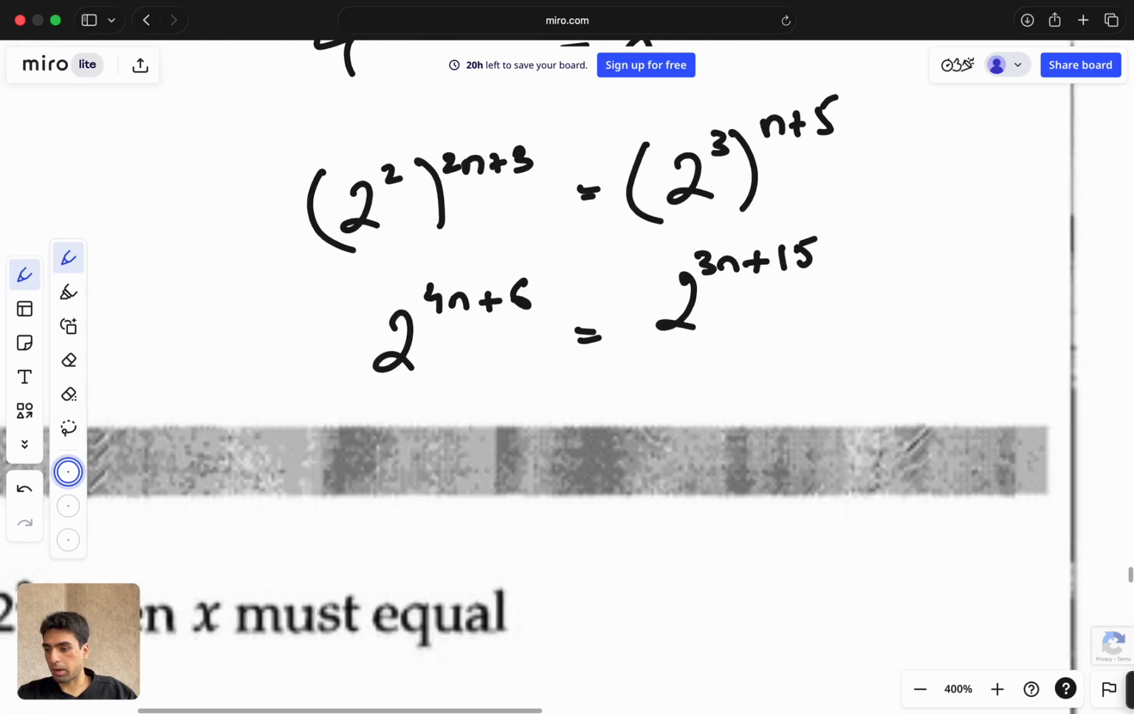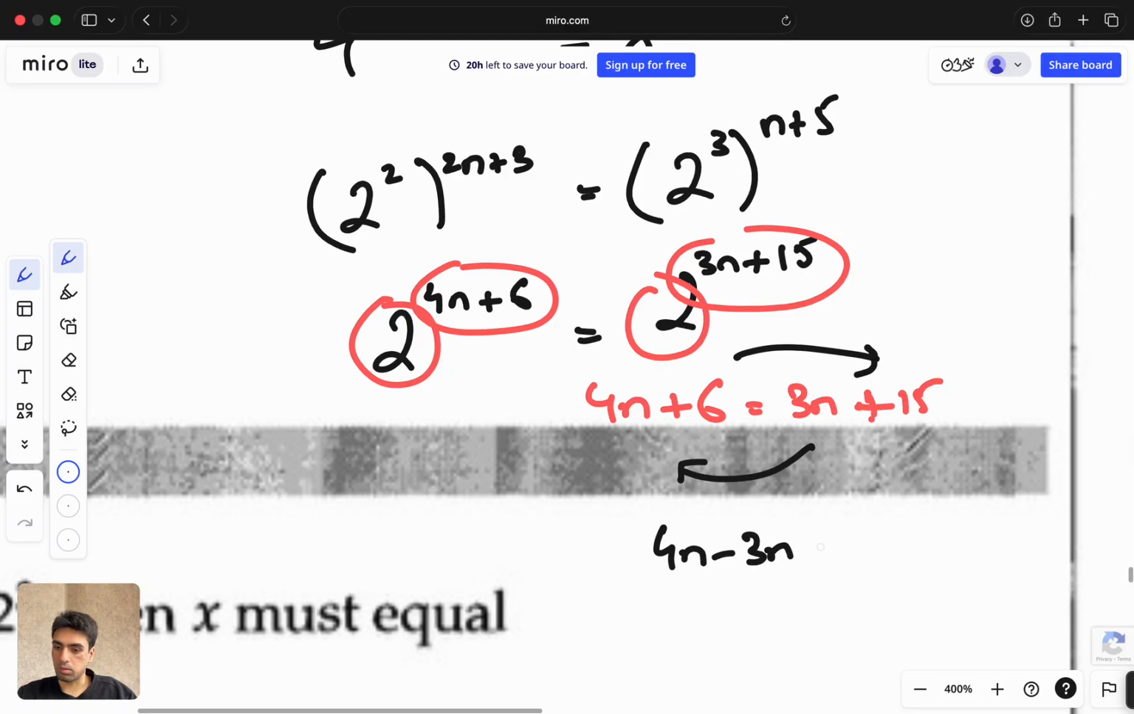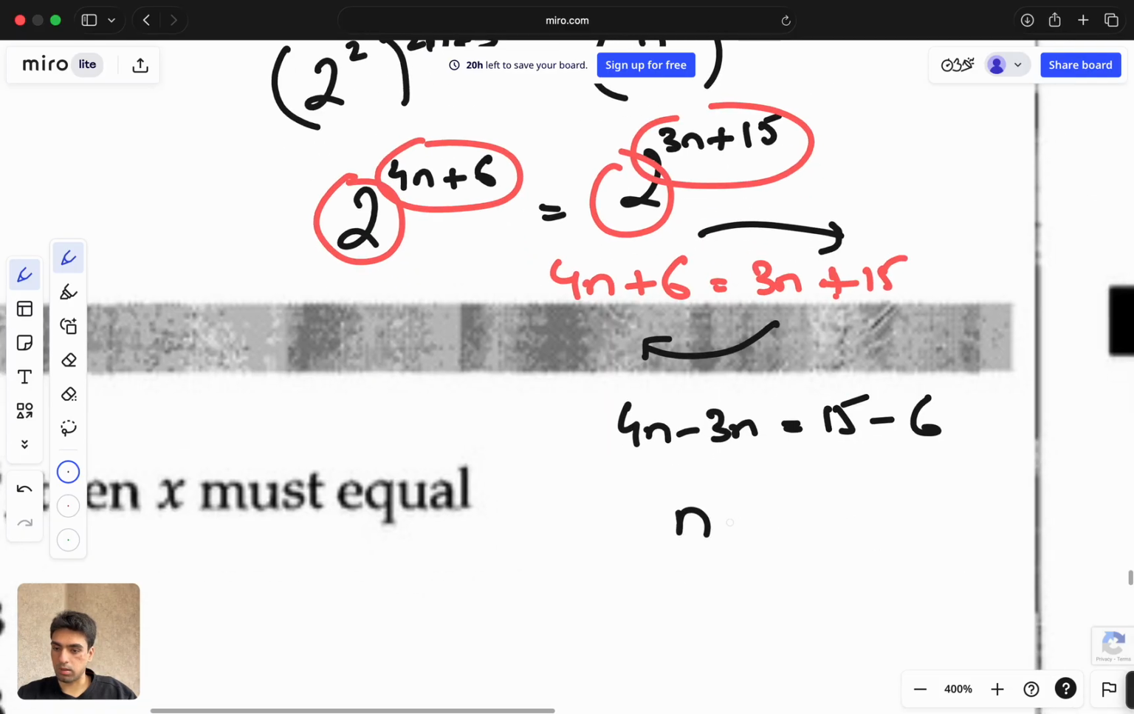So now that we have the bases are equal, we can make the powers equal. So 4n plus 6 is equals to 3n plus 15. You can move their places. 3n comes here, 6 goes there. 4n minus 3n is equals to 15 minus 6. You get n is equals to 9.